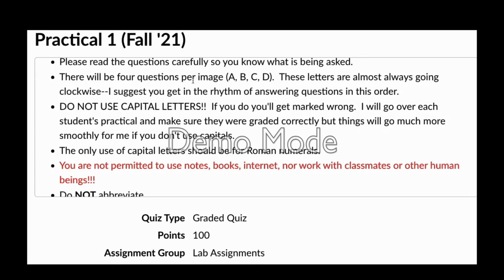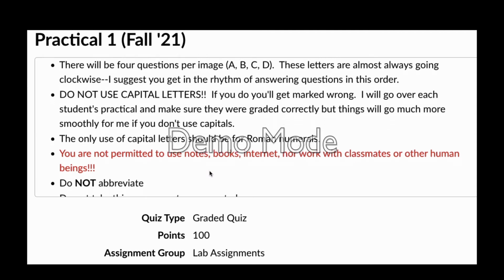There will be 4 questions, like I said, marked A, B, C, and D, and they are all in a clockwise fashion. So I would get in the habit of looking at the structures in a clockwise fashion so you are putting the answer in the correct space.